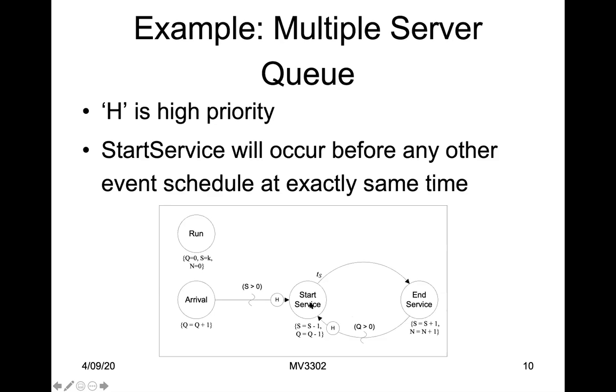Now that doesn't mean that the start service will happen before the end service that schedules it, because the start service only gets scheduled by the end service, so the end service would occur first, and then it schedules the start service. So even though they occurred at the same time, because the scheduling was sequential, the start service would still happen after the end service. The priority doesn't change the order of the scheduling of events. What it does is it may change the order in which the events are processed by the event list, but only in the case of an exact time tie.